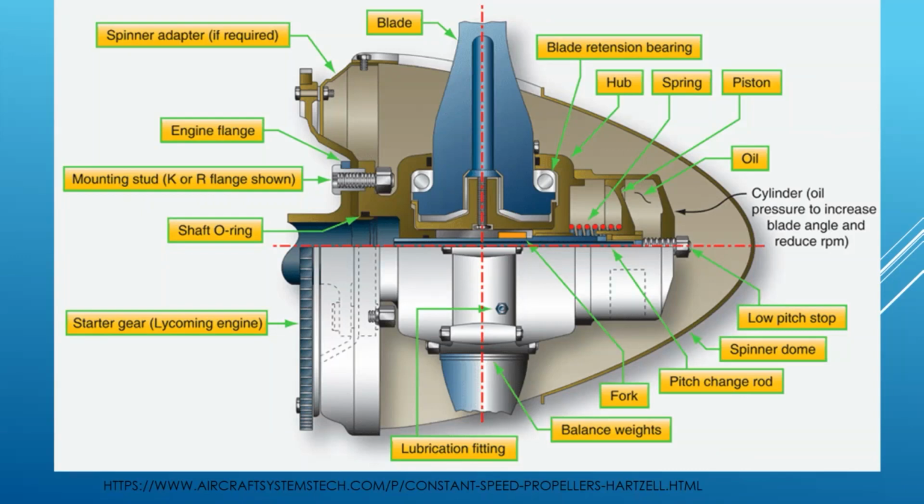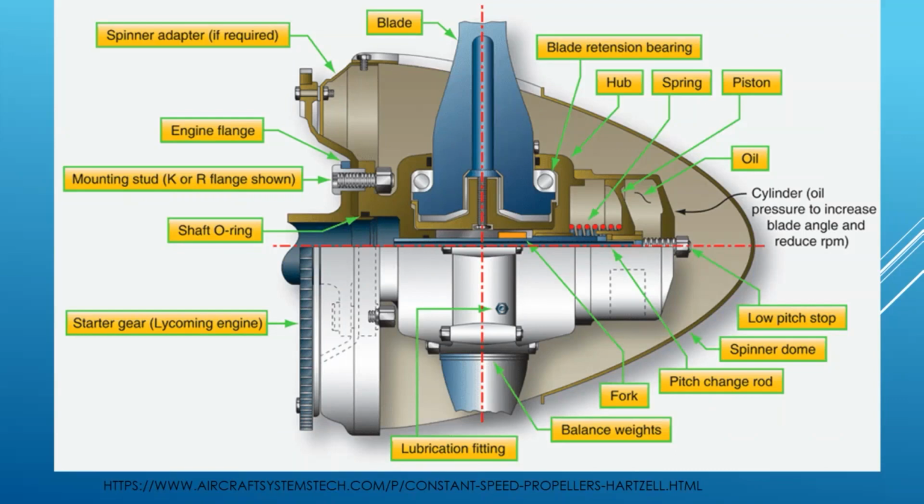This is just your prop spinner here. But the actual dome is right here. So in here, this piece, the piston, is able to slide forward to the right or to the left. And as it does that, it's connected to the blades in such a way that it will adjust the blade angle of the blades.